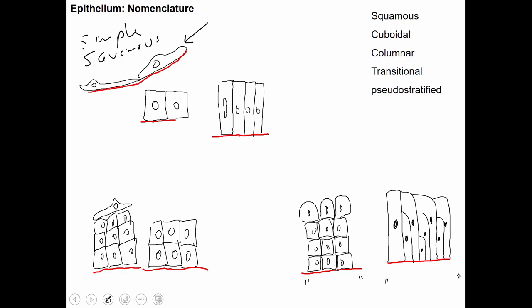So that's a simple squamous. What type of epithelium is this? Simple cuboidal. What about this? Simple columnar. Now, I have an epithelium like this. This guy here. What type of epithelium is that? Stratified cuboidal. Make sense? Only the basal cells are sitting on that basement membrane, and the other cells are attached to the cells sitting on the basement membrane. So it's a stratified layer.